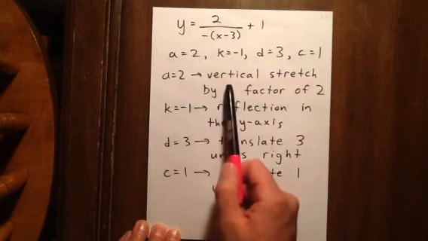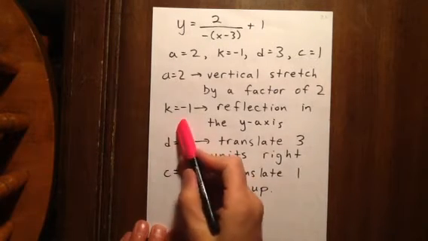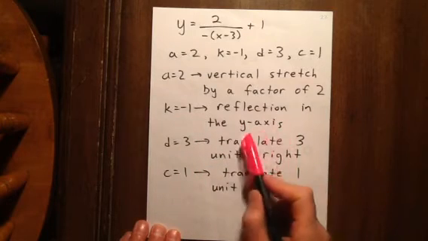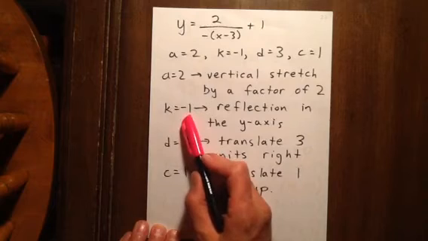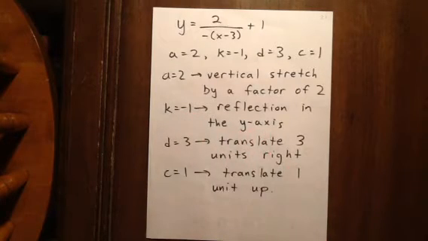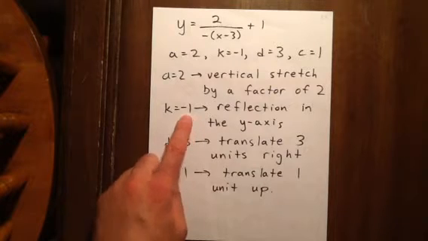Well, an a value of 2 means we have a vertical stretch by a factor of 2, because we're multiplying the y-coordinate by 2. A k value of -1 means we have a reflection in the y-axis. And then a magnitude of 1 has no impact stretch-wise, so we don't have to discuss a horizontal stretch or compression because we're dividing by -1. In other words, we're dividing by a magnitude of 1.